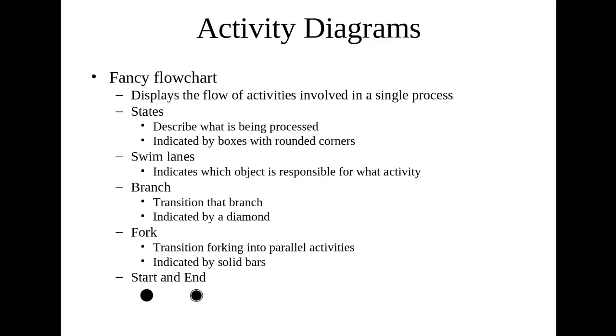So in activity diagram, what happens? Whatever the activities are involved in your process, they are shown here. What is the current state? What are the swim lanes? Swim lanes means which object is responsible for what activity. Branch, transition, the branch indicated by a diamond. Fork, parallel activities if you want to go for, and a start and end symbol.